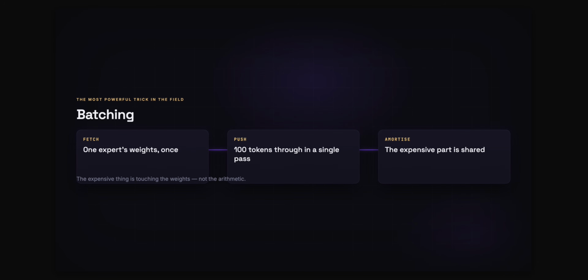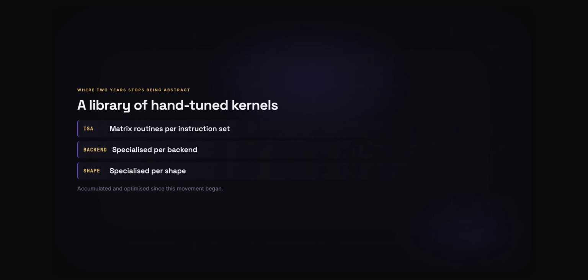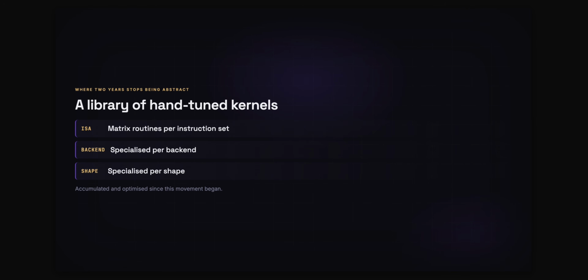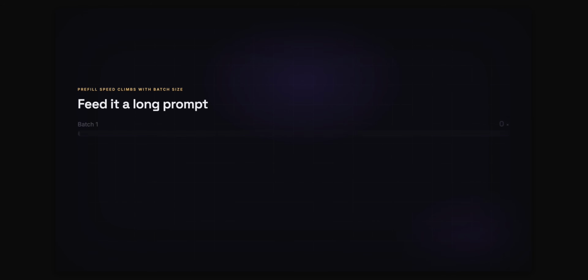If 100 prompt tokens all need the same expert, you fetch that expert's weights once and push all 100 tokens through in a single pass. The expensive thing, touching the weights, gets amortized across the whole batch. And this is where 2 years of maturity stops being abstract. llama.cpp's foundation is a library of hand-tuned computation kernels. Matrix routines specialized per instruction set, per backend, per shape, accumulated and optimized since this movement began. Deep batching over resident weights is precisely what that library is built to do.